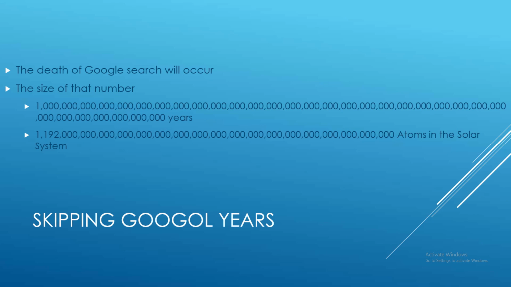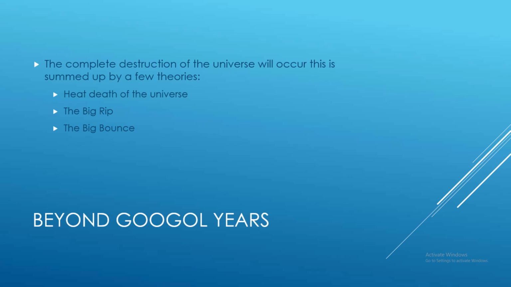Next slide. So now we get to skip Google years. The death of Google search will occur. Well, actually, it's already occurred, but still. So here's the size of that number. Quite a few years. And there's all the atoms in the solar system. So, quite a few. Next slide.